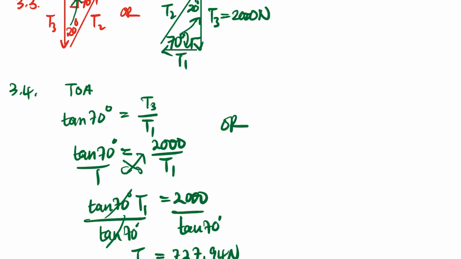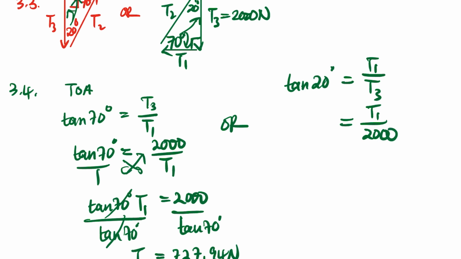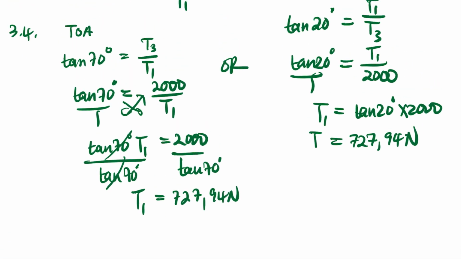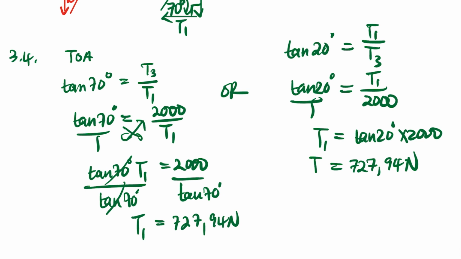Alternatively, you can use tan 20 degrees, which is opposite over adjacent. It will be T1 over T3. You don't have T1, but you have T3, which is 2000. Remember, T3 is the gravitational force. You cross multiply, so T1 is equal to tan 20 degrees times 2000. It will produce the same answer, 727.94 newtons. So we're done with T1. Now let's look at T2.